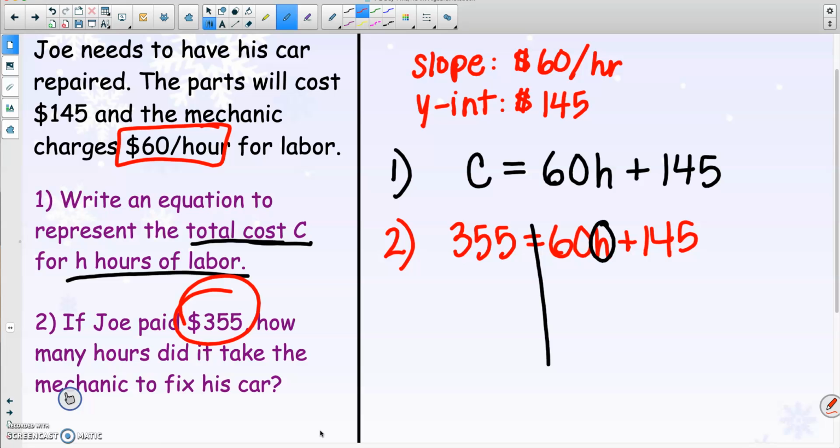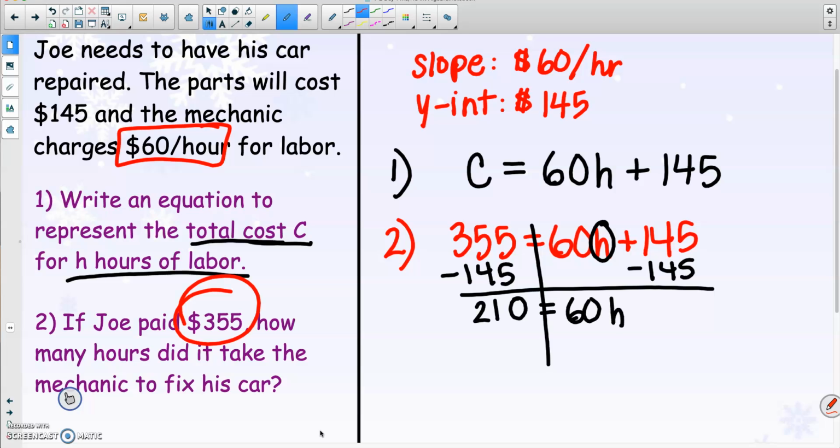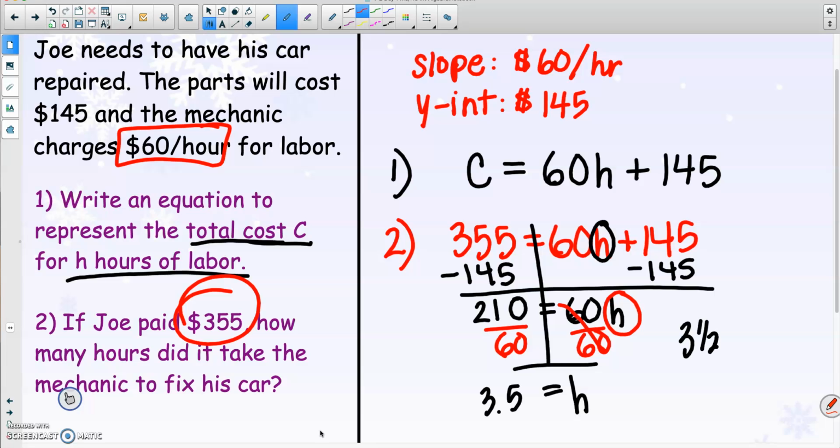So let's solve for H. Subtract 145. So 210 equals 60H. Divide by 60. And 210 divided by 60 is 3.5. So 3.5 hours is how long it took the mechanic to fix his car.